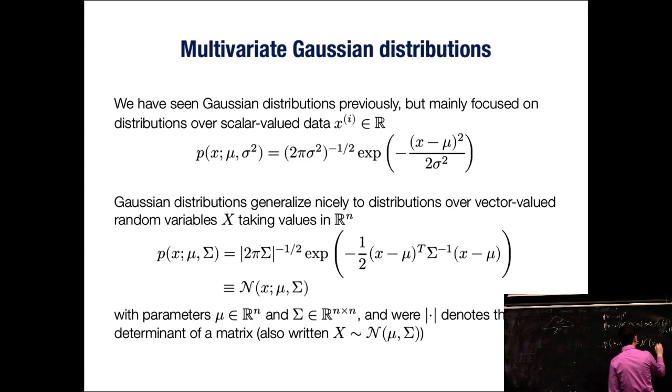Script N for normal, with mean mu and covariance sigma. And I will also write, remember, in our notation for random variables, big X here is a random variable. When we write little x, we mean a particular value of x, whereas big X means the random variable itself. And so this means that the probability of any specific x is equal to this thing as defined.